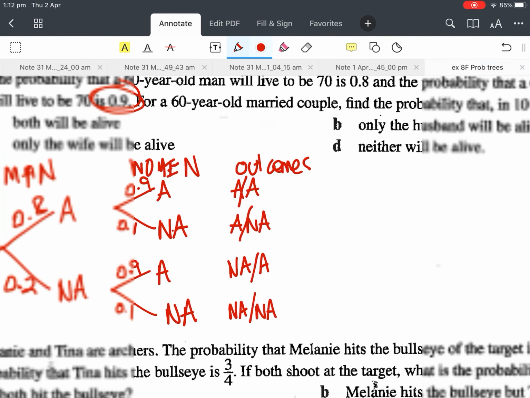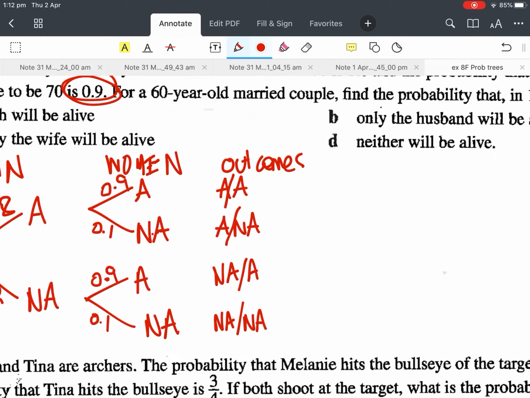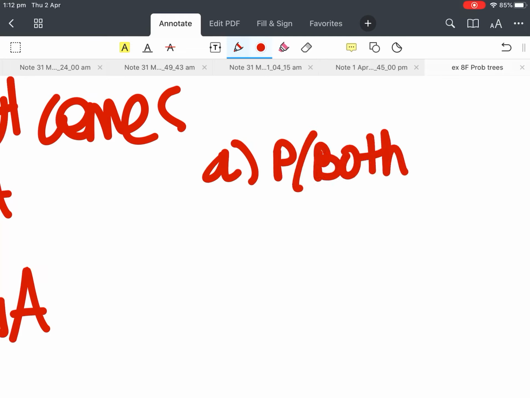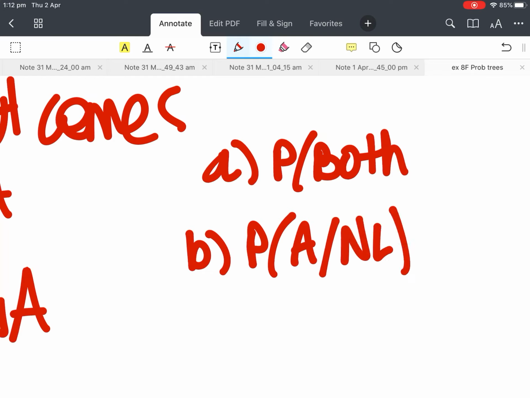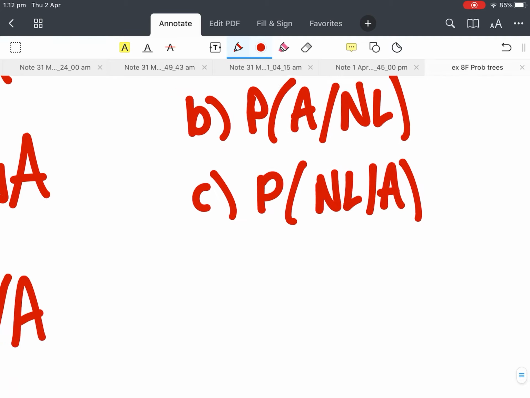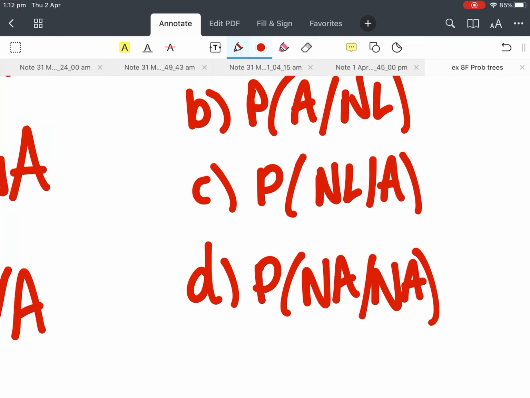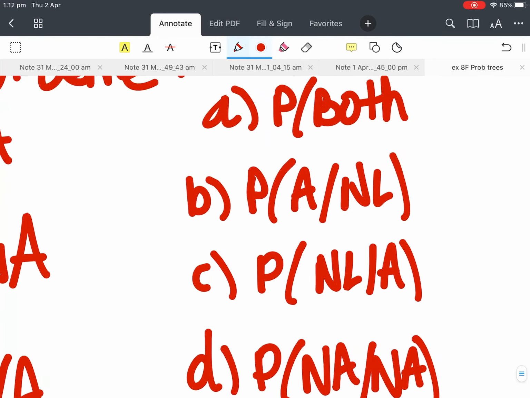So all of the questions they want us to do is A, B, C, and D. So here they are. A was that they are both alive. B was that the man is alive but the woman is not. C was that the man has died but the woman has not. And D is that, unfortunately, they have both died on us. Not alive, not alive. All right, so let's have a go at the first one.